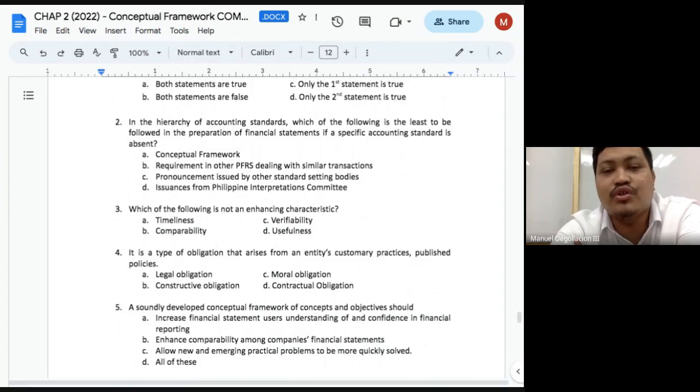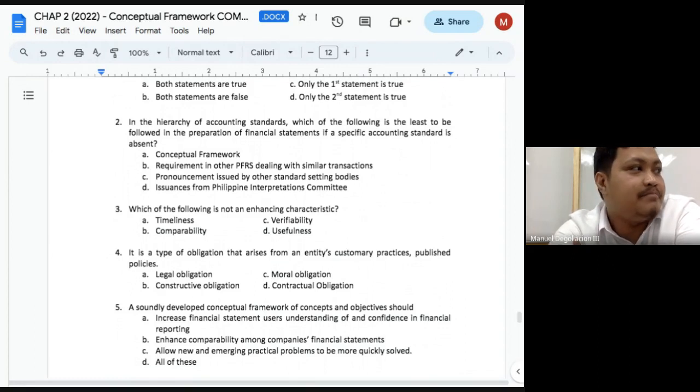Okay, so some questions would focus on the letter C. Okay, but what is the issue in number 3? Which one is not an enhancing characteristic here? Usefulness, because in our VCAT, the U is not for usefulness but understandability.